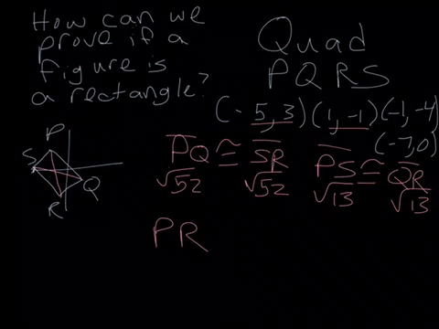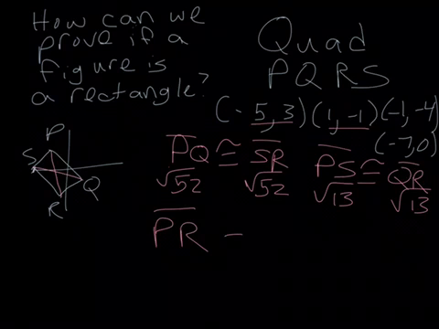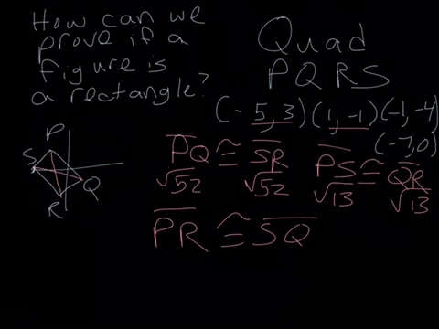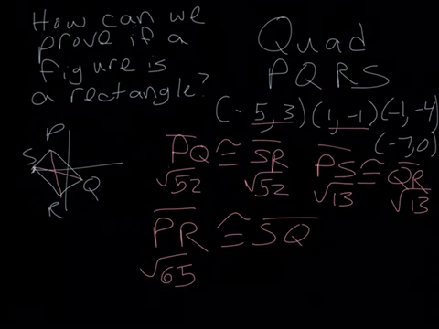So we need to now prove that PR is congruent to the diagonal SQ. So again, we're just going to take those coordinates that we had, and you're using the distance formula. So find your P, find your R, and plug into your difference of your X values, quantity squared, plus difference of Y values, quantity squared, take the square root.